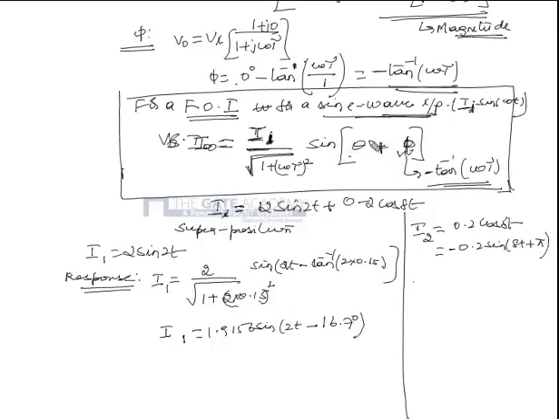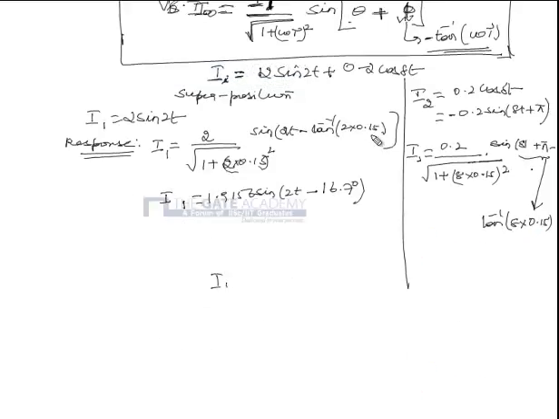Once again the response remains the same. I2 equals 0.2 by the square root of 1 plus (omega tau) whole squared, where omega is 8 and the time constant is 0.15, which is the product of R and C, into sin of 8t plus pi minus the phase angle, which is tan inverse of 8 times 0.15.